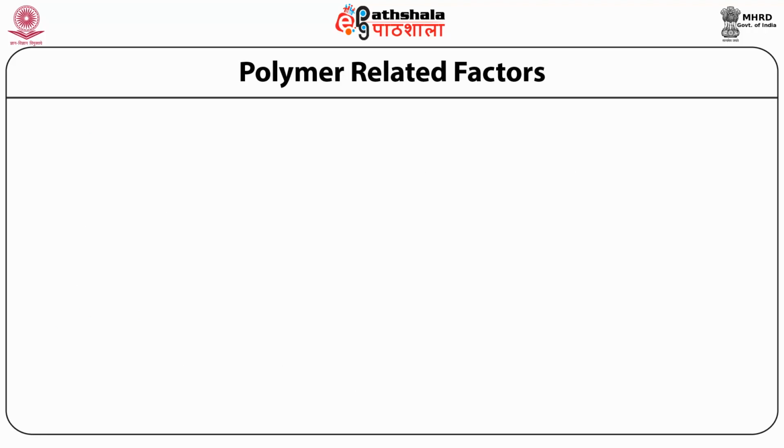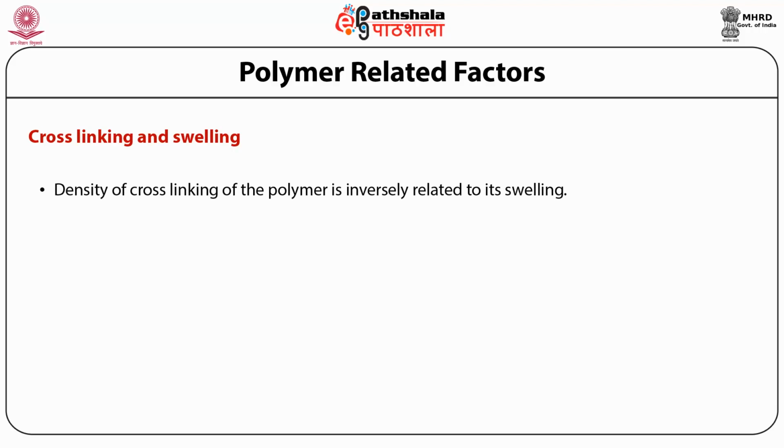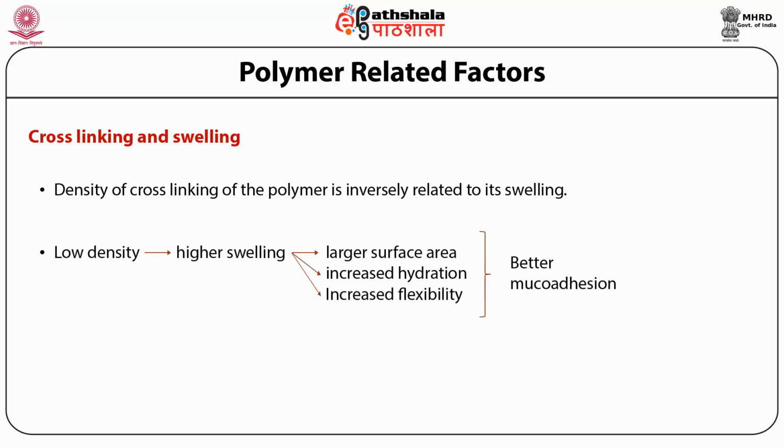The next factor which we'll discuss is the cross-linking and the swelling capacity of the polymer. The density of cross-linking of the polymer is inversely related to its swelling. Low density leads to high degree of swelling and thus larger surface area and better mucoadhesion. It also leads to increased hydration rate and increased flexibility.